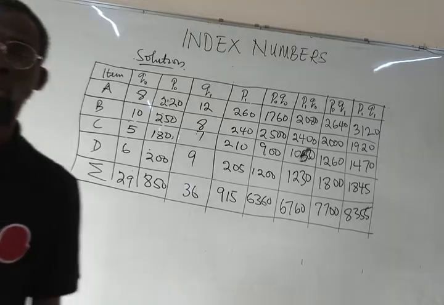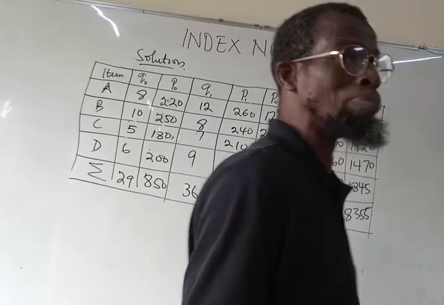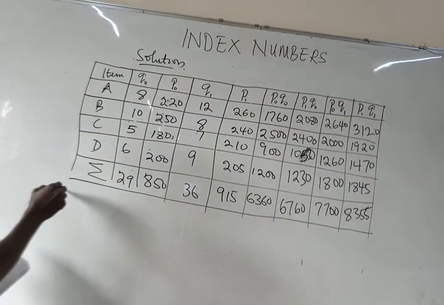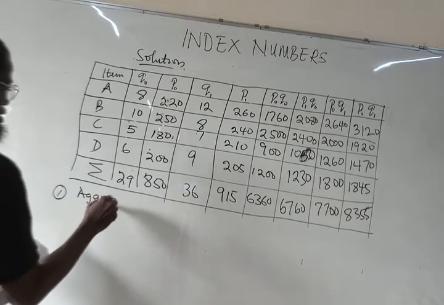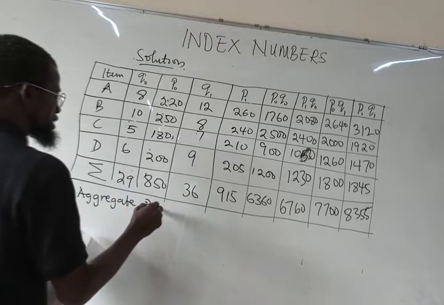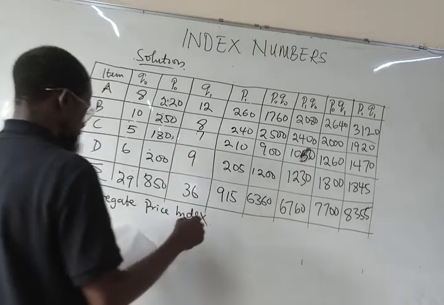So my first method is to use aggregate price method. Aggregate price method. First method, aggregate price method. Price index. That's the first method we have treated.